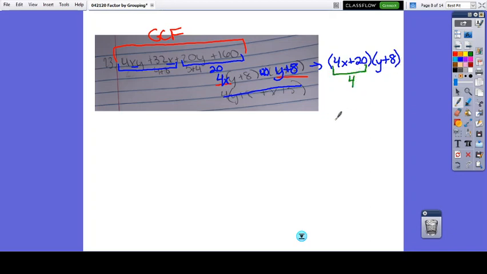I can divide both of those by 4. Okay, so I treat the problem as if this was the only problem. Divide it by 4, I put that out front. In parentheses, I put the leftovers. So 4x divided by 4 is x. 20 divided by 4 is 5. There's a plus sign in there. Okay, and then I didn't do anything with this, so I just leave it alone as another factor. So your final answer for that one is right there.